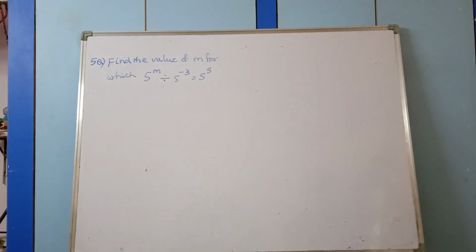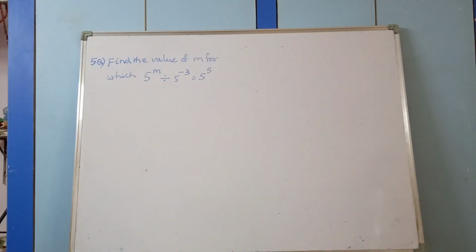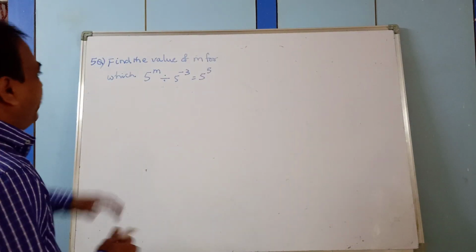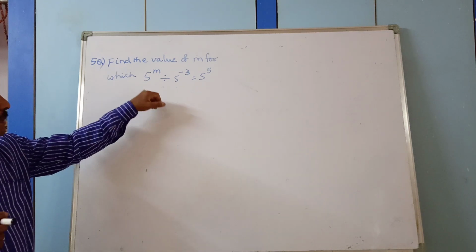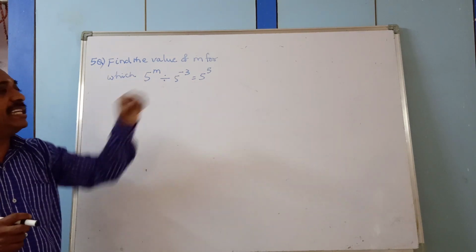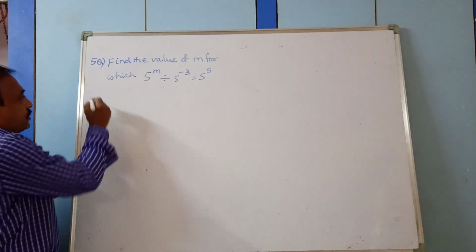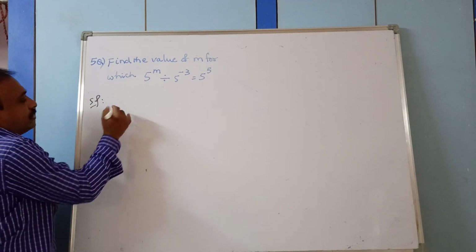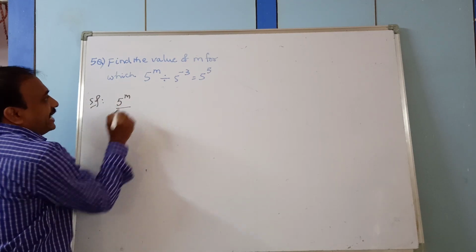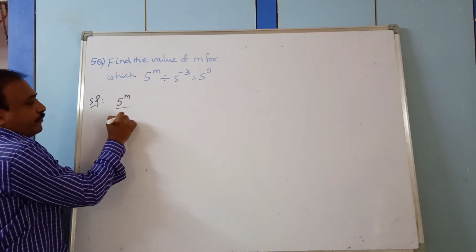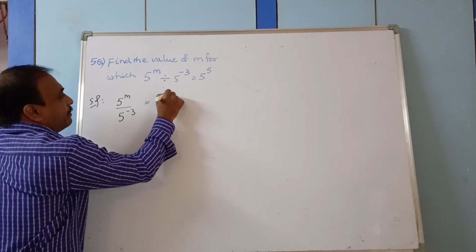Now we see question number 5. Find the value of m for which 5 to the power m divided by 5 power minus 3 is equal to 5 to the power 5. Observe it. So solution. What is the question actually given? 5 to the power m divided by 5 to the power minus 3 is equal to 5 to the power 5.